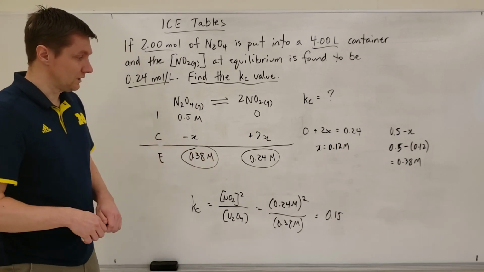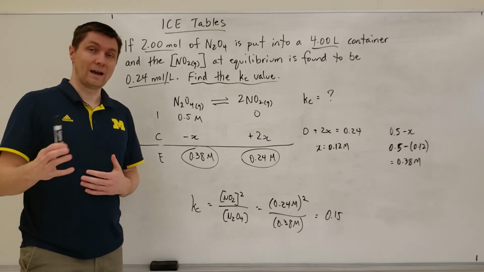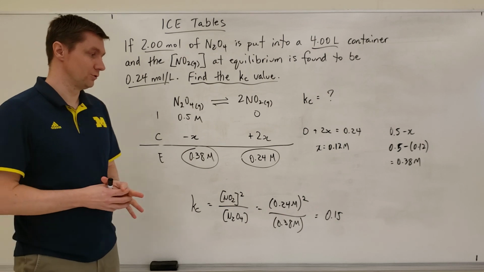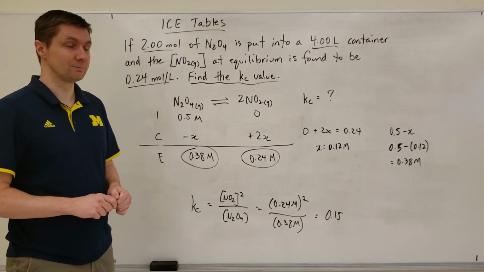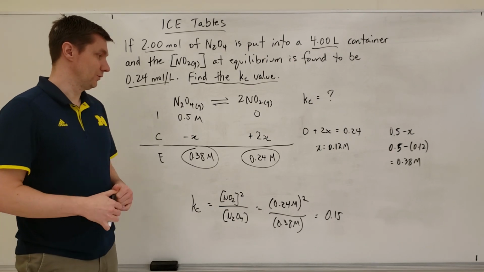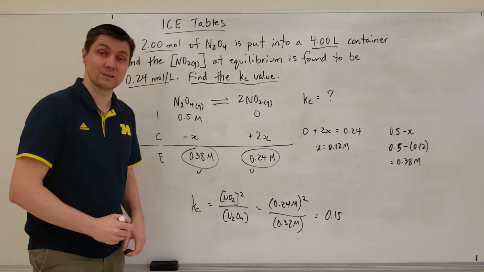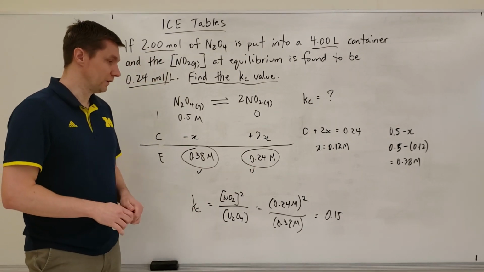If you'll notice what the Kc value is, it's less than 1. If you want to go back into your notes or check a previous video, it would be good for you to remember what a Kc value of less than 1 means. And if you cross-check that with your equilibrium concentrations, that should make sense. So I'll let you check that on your own, and we'll move on to the next concept.